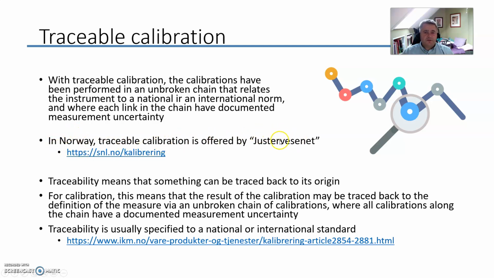Traceable calibration is offered by something called Justervesenet in Norway. Traceability means that it can be tracked back to its origin, so I can find that my instrument was compared to that very instrument there, instrument number 62B for example, that was compared to, and all the way back there. How should this traceability take place? Well, that's usually specified in a national or an international standard.